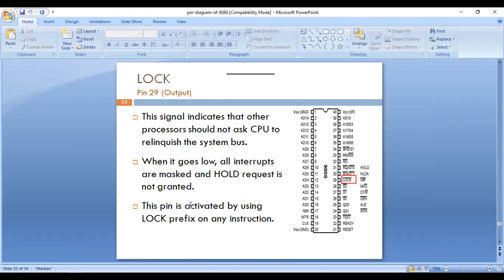Next is LOCK. It is pin number 29, which is an output pin. This signal indicates that another processor should not ask the CPU to relinquish the system bus. When it gets low, all the interrupts are masked and the hold request is not granted. It is activated by using the lock prefix. On any instruction, I can operate this lock.